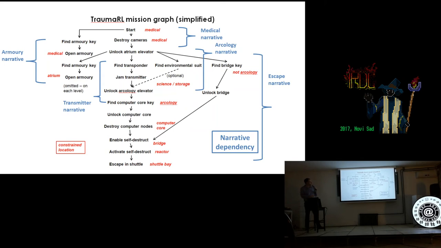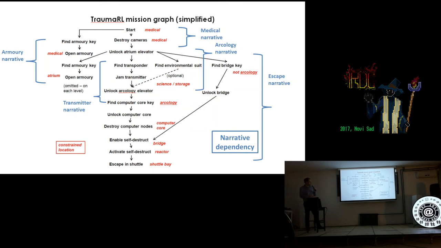So we've got a couple of narratives here. There's a medical level narrative about getting off the medical level, and there's an armory narrative, and those two are pretty much independent of each other. I don't need to get off the medical level to access the medical armory. Once I've opened up the medical elevator, there's a couple of different routes. There's another armory I can go and deal with. There's a quest about finding a bridge key, which unlocks a bridge right down here. There's a quest about finding an environmental suit and getting into an arcology, which is full of evil viruses. But also a quest about finding an antenna and breaking it to unlock a security lock here.